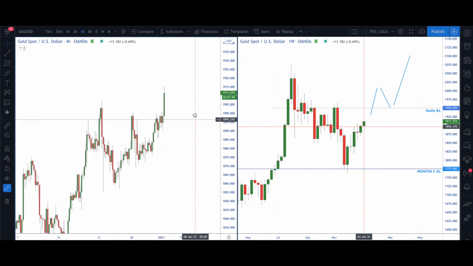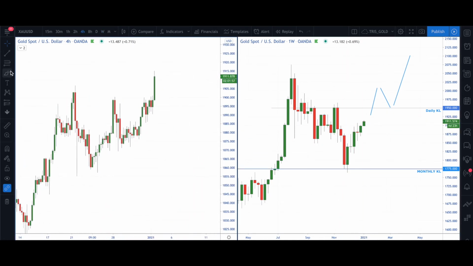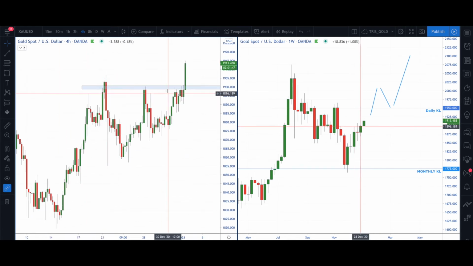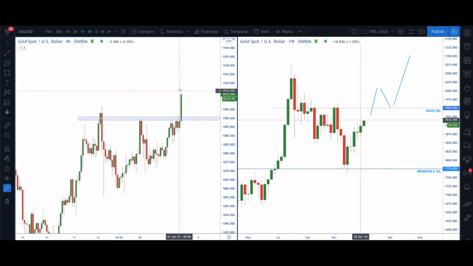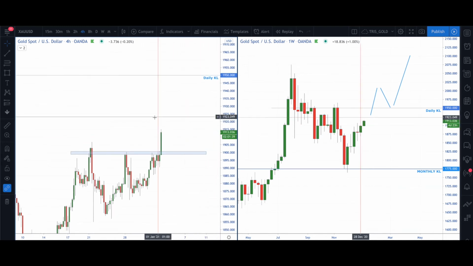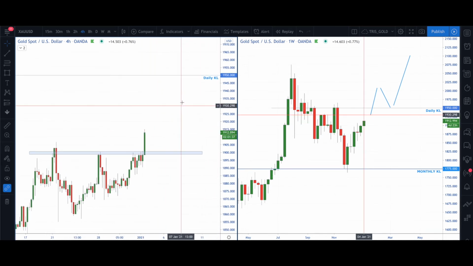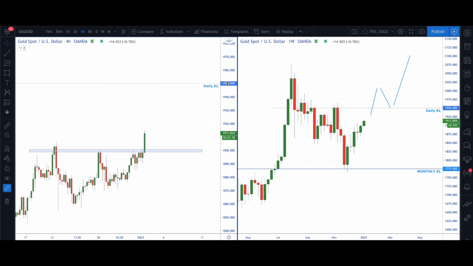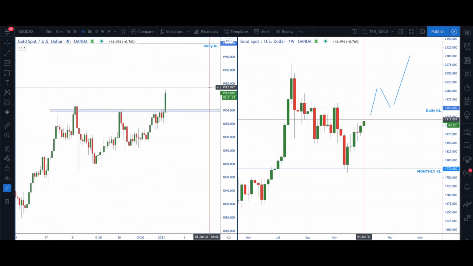On a smaller time frame, we would like to see gold retest this area at 1900. This is a very key area. We see prior resistance, now we're breaking above. So we want to see if we can have a retest of this zone, or we're going to continue up all the way to 1950. So we'll be monitoring that this week on gold.